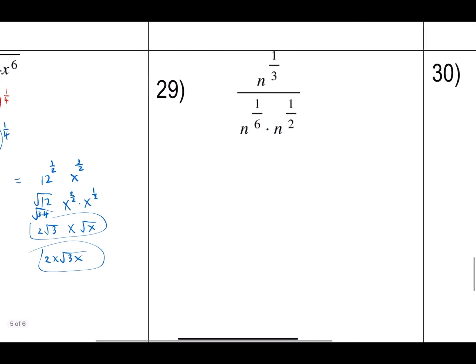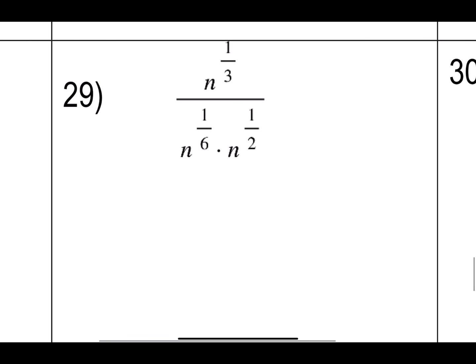Next step, we've got 29, which is, again, combine all the like bases. Step 1. I got a like base, divide by 2 like bases being multiplied. Let's combine these multiplications. Like base times like base, add the exponents. 1/6 plus 1/2. We're going to need a common denominator of 12. 6 times 2 is 12. 1 times 2 is 2. 2 times 6 is 12. 1 times 6 is 6. So 2/12 plus 6/12 gives us 8/12.